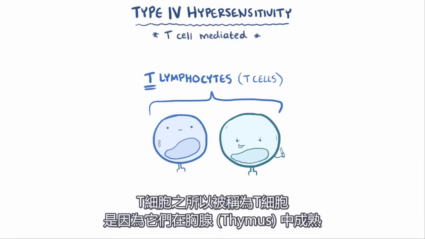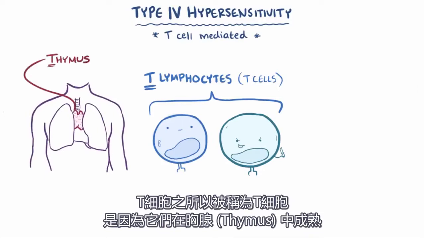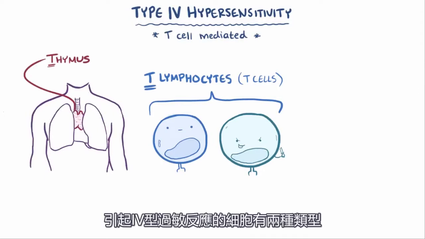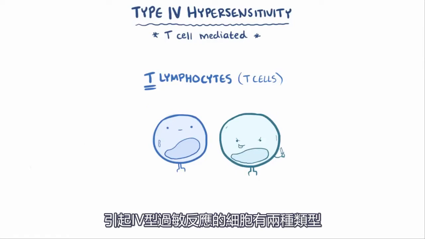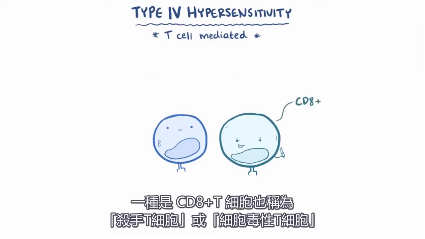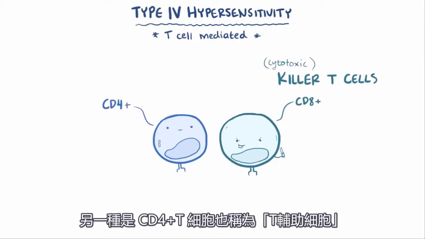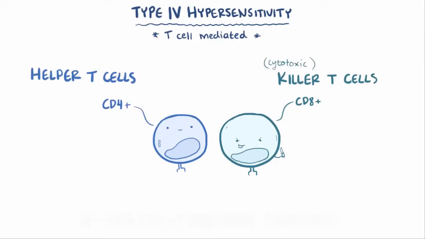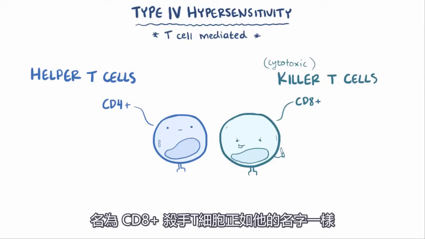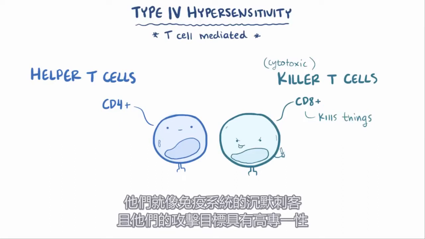T cells are called T cells because they mature in the thymus. And the 2 types of T cells that cause damage to tissues in type 4 hypersensitivity are CD8 positive cells, also known as killer T cells, or cytotoxic T cells, as well as CD4 positive T cells, also known as helper T cells. CD8 positive killer T cells do exactly what their name implies. They kill things. They're these silent assassins of the immune system that go after very specific targets.